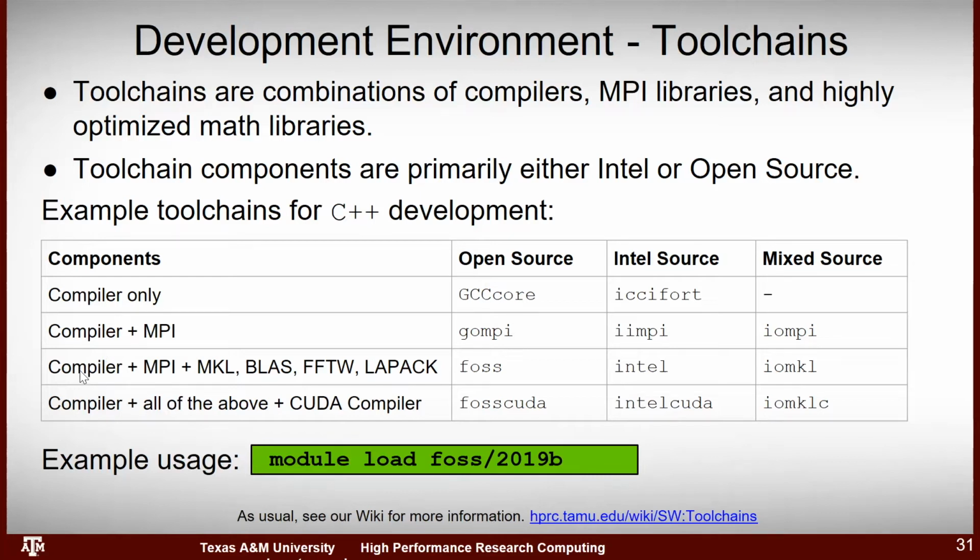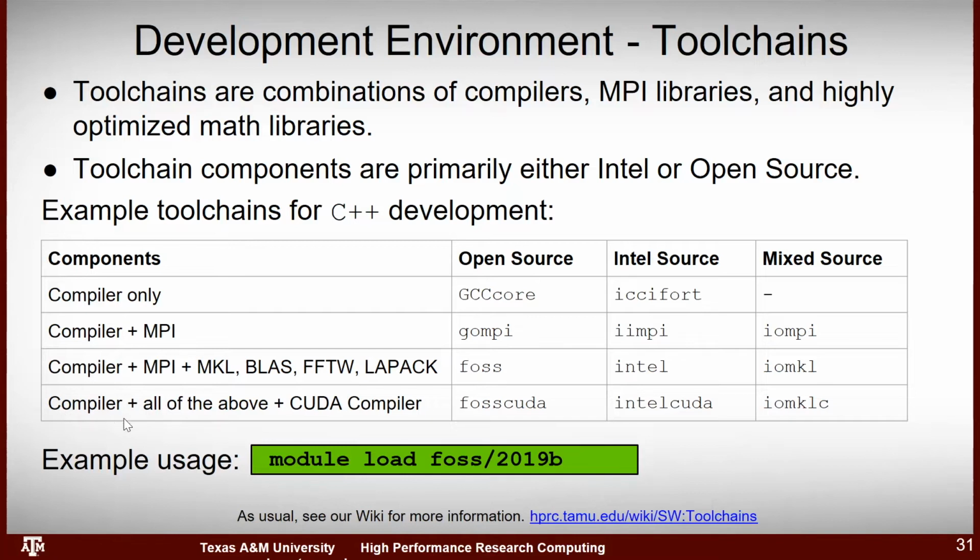So if you want the compiler, the MPI, and all those math libraries, then the open source one is foss, free open source software. The Intel one is just intel. So the default Intel is if you wanted all of it. That kind of makes sense. And then you have the mixed source iomkl, where you wanted the Intel compilers, but you wanted the open source math libraries. I don't know why you would do that, but it's available.